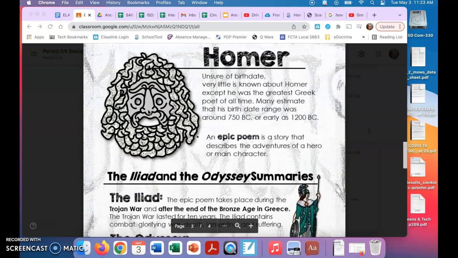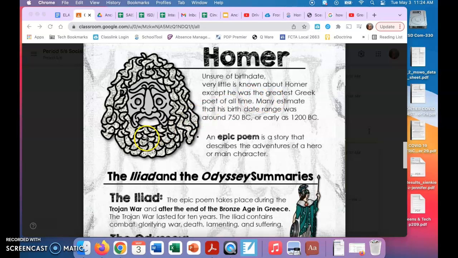The next page is on Homer. Unsure of birth date, very little is known about Homer except he was the greatest Greek poet of all time. Many estimate that his birth date range was around 750 BC or as early as 1200 BC. And remember, in the Lesson 4 workbook, they're questioning if Homer even existed.